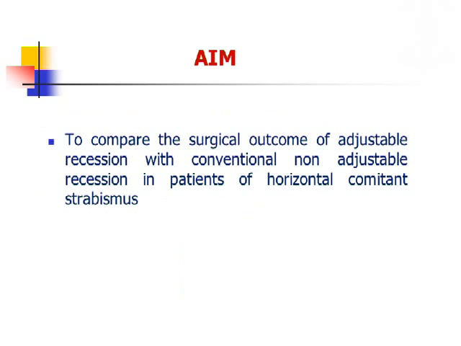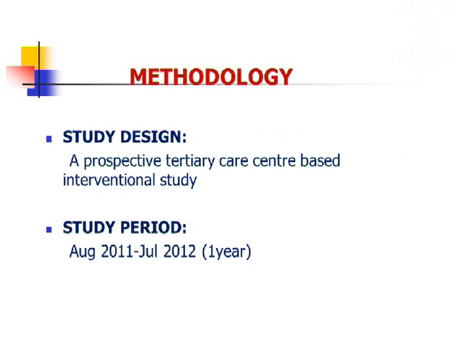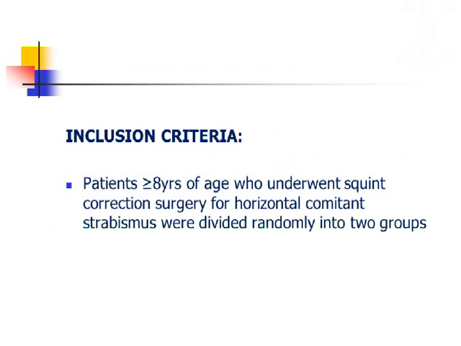So the aim of our study is to compare the surgical outcome of adjustable recession with conventional non-adjustable recession in patients of horizontal comitant strabismus. It was a prospective tertiary care center-based interventional study and was conducted for 1 year. All the patients were more than 8 years of age and underwent squint correction surgery for horizontal comitant strabismus, and were divided randomly into two groups.